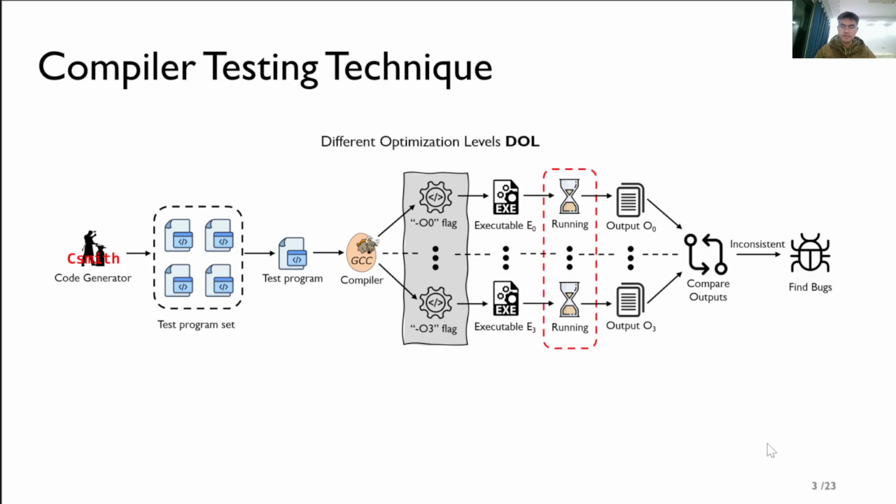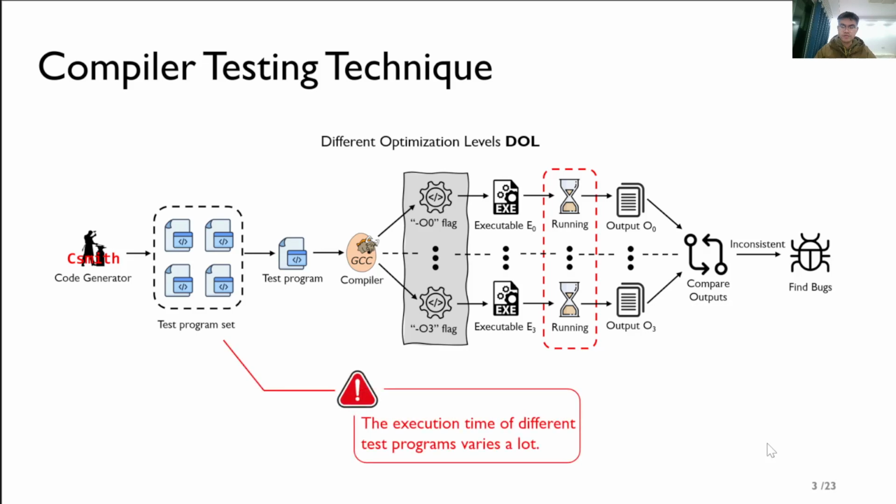However, the execution time of different programs varies a lot. Some programs take a long time to execute, and some executables end in a short time. Therefore, in practice, developers often set a timeout to control the execution of test programs. Nevertheless, it's still unclear which timeout setting is more suitable for compiler testing.